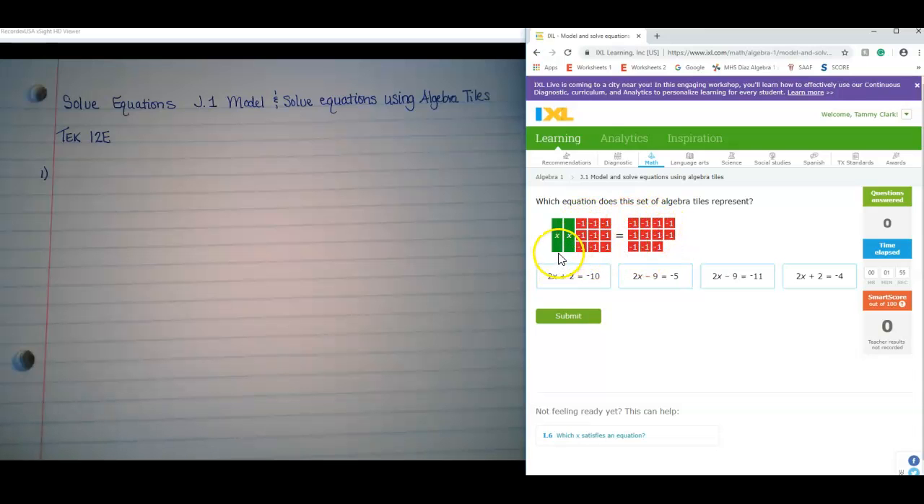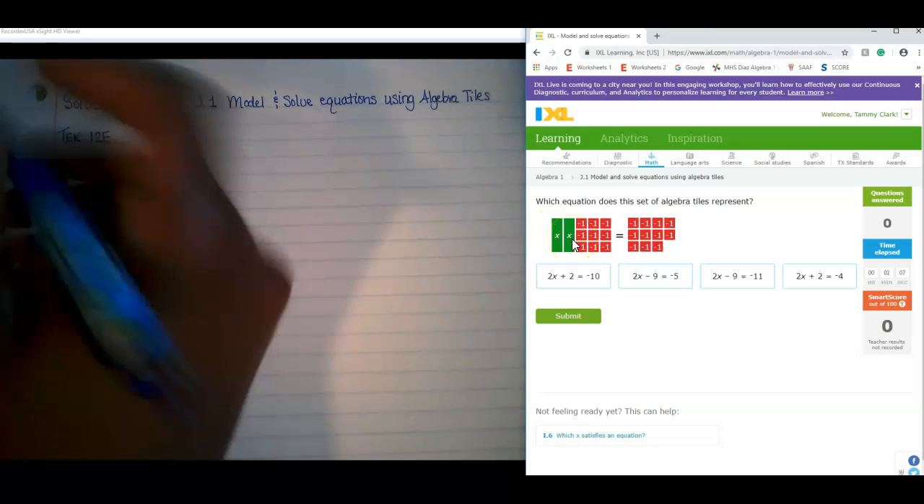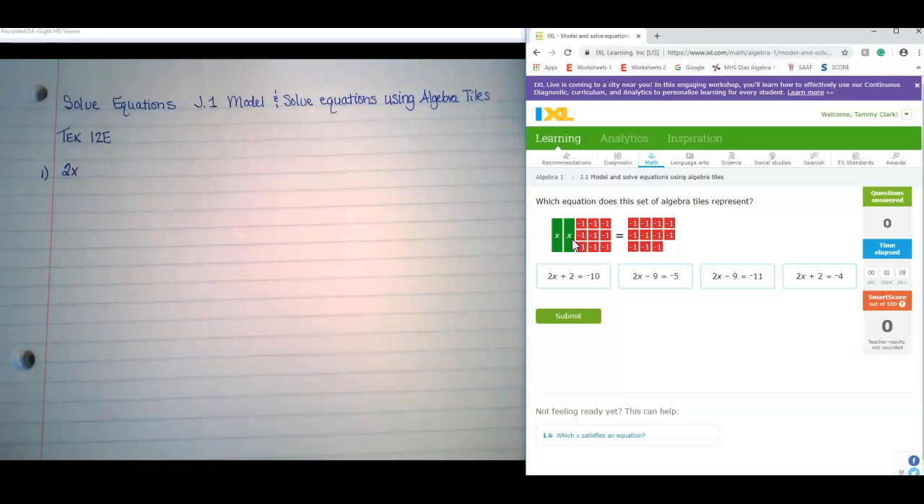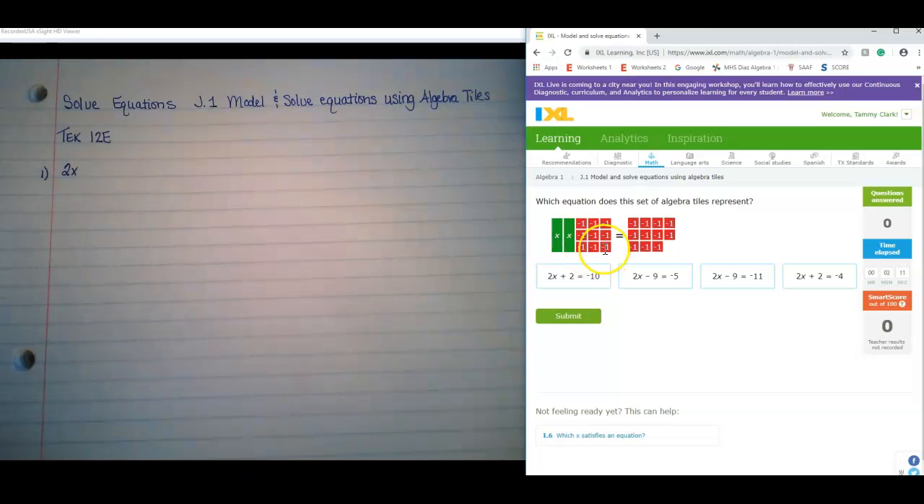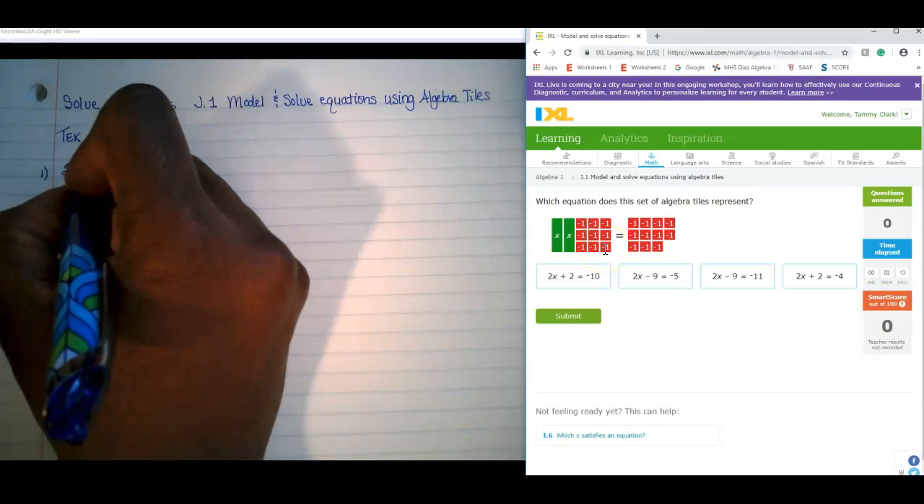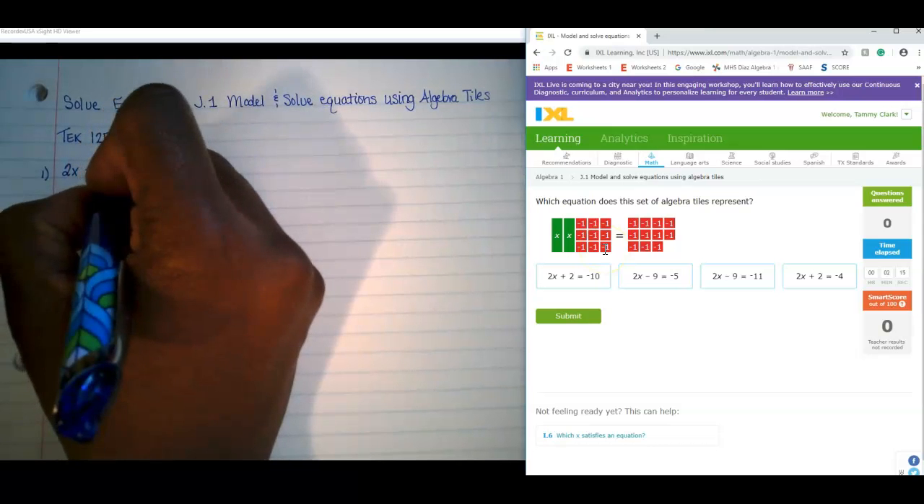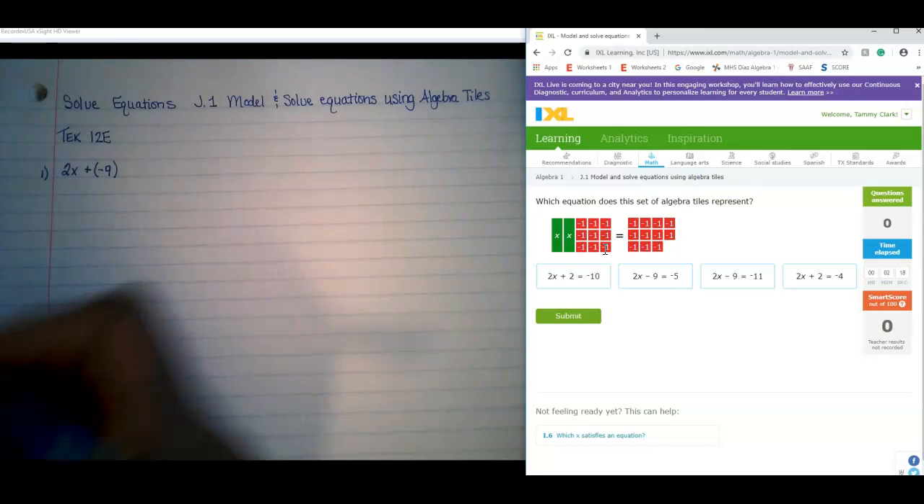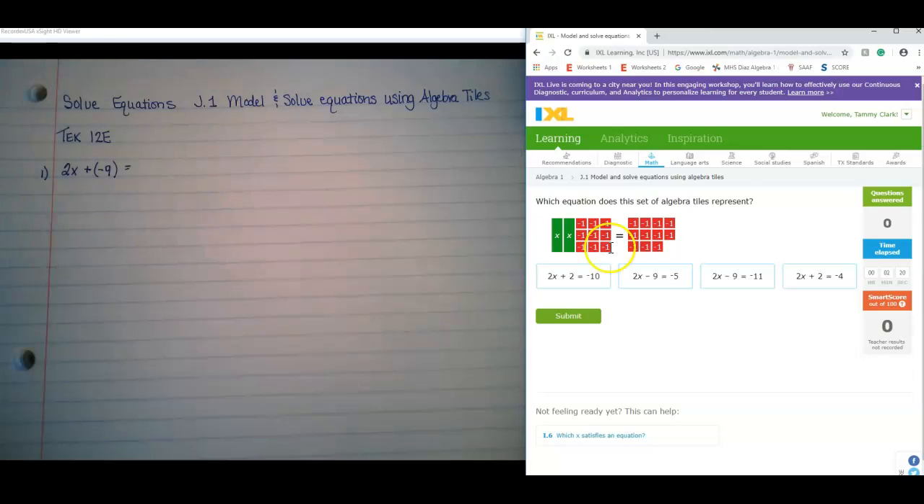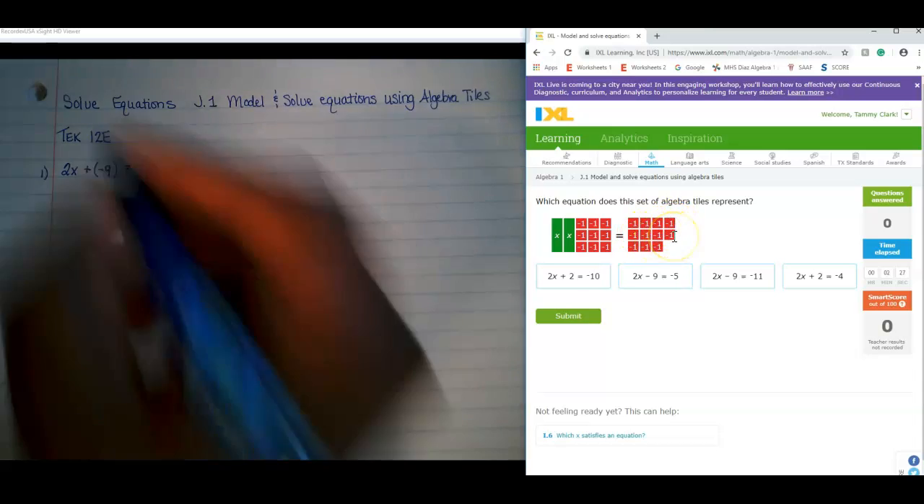Okay, so we're just going to count 1, 2 x's. So this would be 1x plus another x. That gives us 2x. Here we have 9 negative 1s. Now you could write it as plus negative 9. That's fine. And then over on the other side, we have 3, 6, 9. So negative 9, negative 10, negative 11.